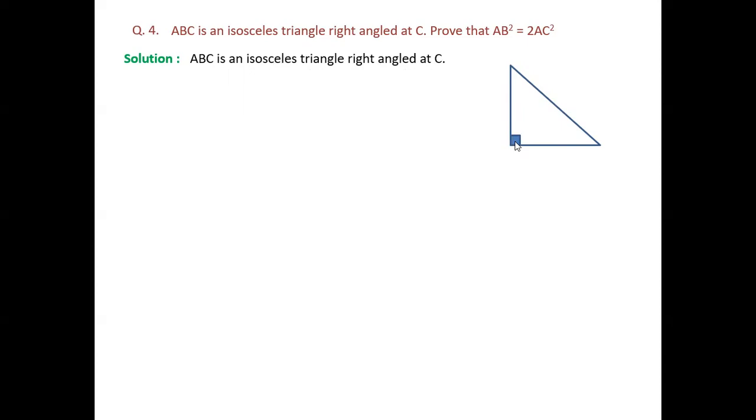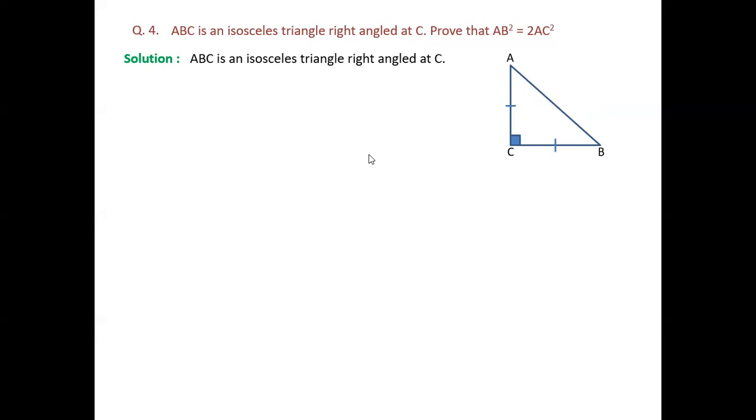This is a right angle. So that means this should be C. The other part will be A. This will be B. Now it's an isosceles triangle. So this side is the longest side. It cannot be equal. So these two must be equal. So this side is equal to this side. These two sides are equal.